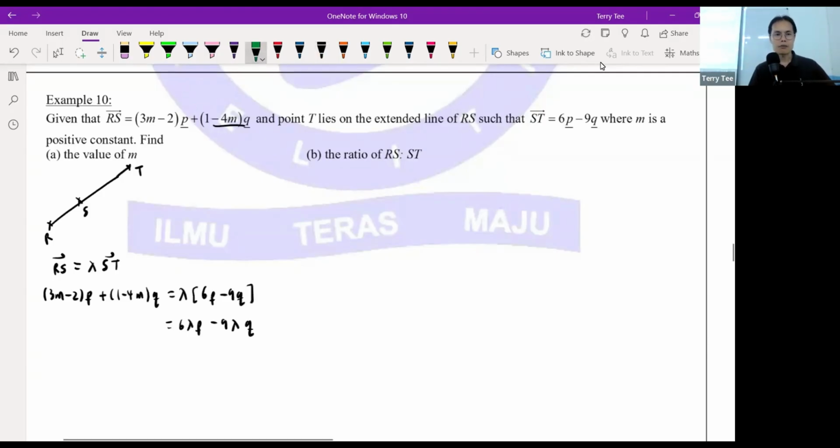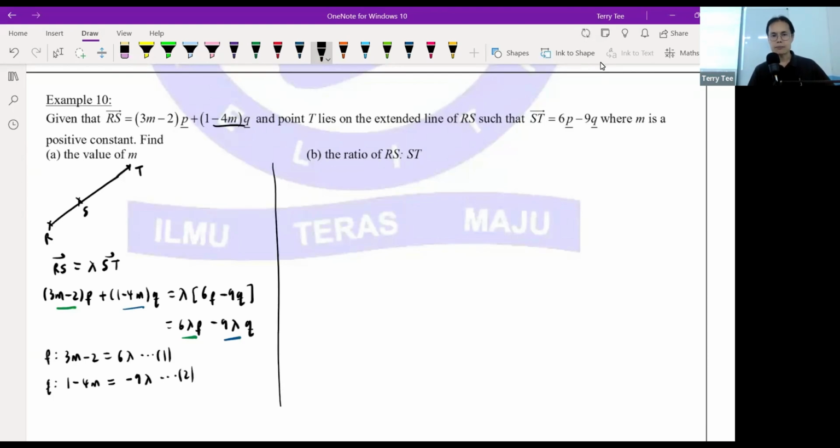When you compare the number in front, the coefficient of P, you should get 3M minus 2 equals 6 lambda. I can't do anything because there are two unknowns, can't solve it. Then let's compare the coefficient of Q, the blue one. We take 1 minus 4M equals negative 9 lambda. So let's take equation 1 divided by equation 2. When you divide this, 6 divided by 9 is 2 over 3. The lambda will cancel each other out. There's still a negative here. Lambda and lambda cancel out.